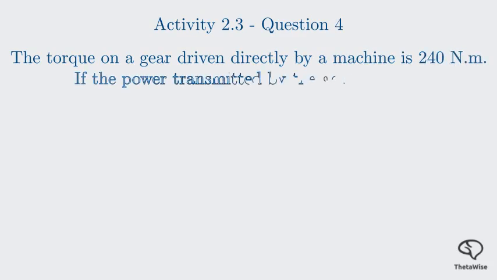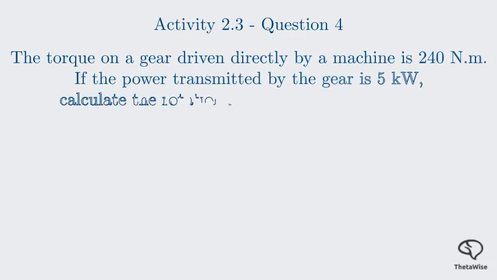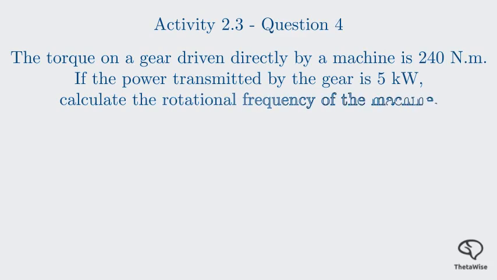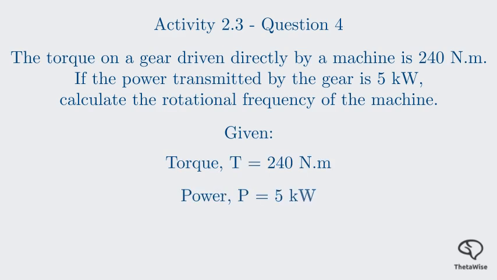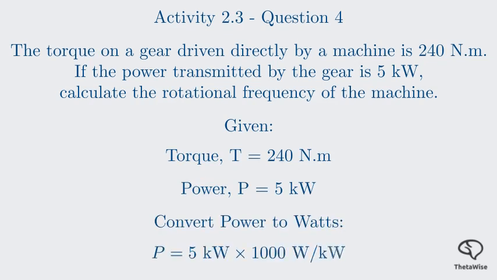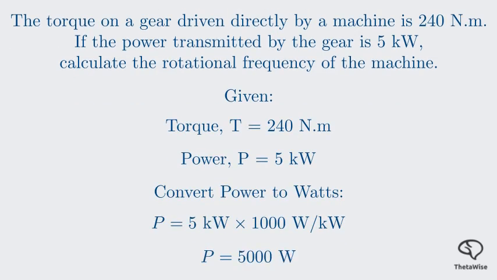meters. If the power transmitted by the gear is 5 kilowatts, calculate the rotational frequency of the machine. This time, we are given the torque and power, and we need to find the rotational frequency. First, let's write down what we know. The torque, T, is 240 newton meters. The power, P, is 5 kilowatts. The first step is always to ensure consistent units. We must convert kilowatts to watts. Since 1 kilowatt equals 1,000 watts, 5 kilowatts is 5,000 watts.